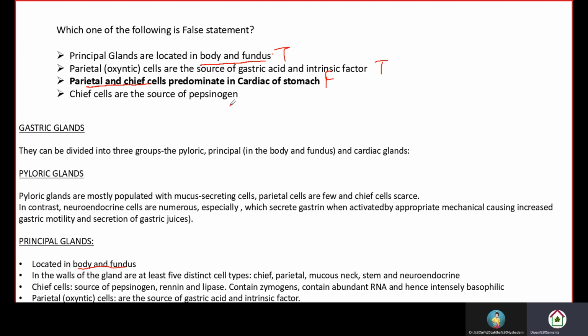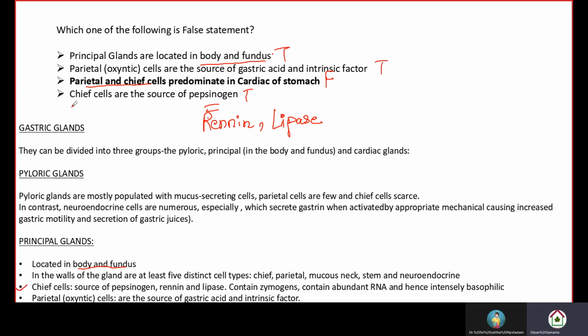Chief cells are the source of pepsinogen. That is also true. Along with pepsinogen, chief cells are also the source of renin. This is not that renin, which is secreted by the kidney. This is a digestive enzyme, along with lipase. They also contain zymogen granules, abundant RNA, and are intensely basophilic. So this is about chief cells.